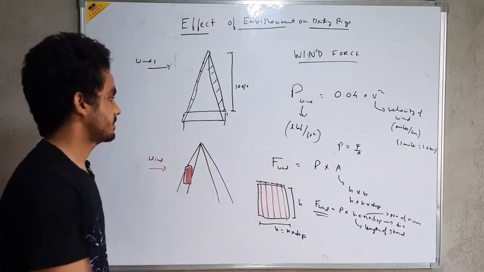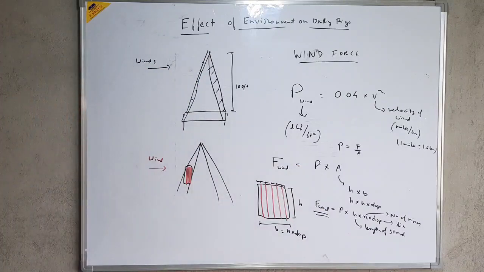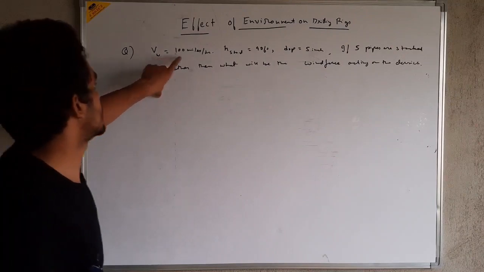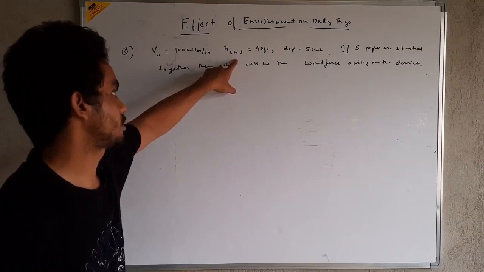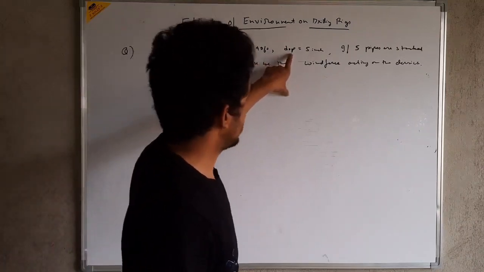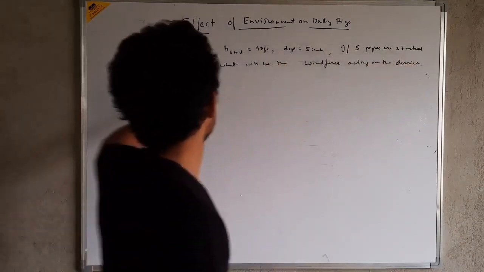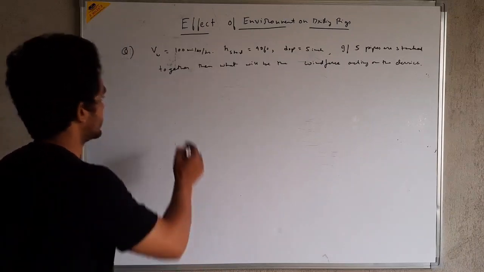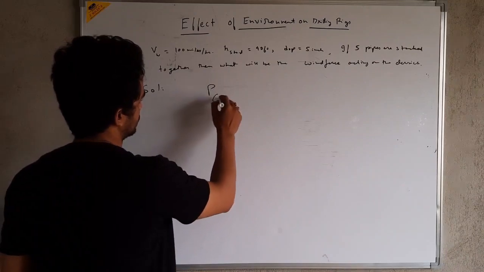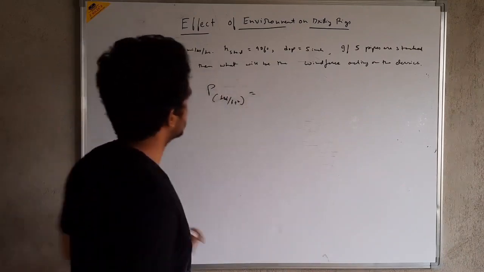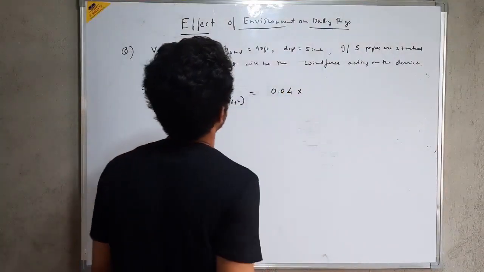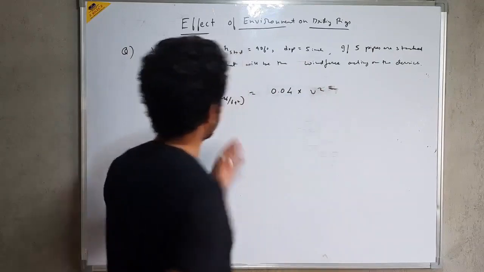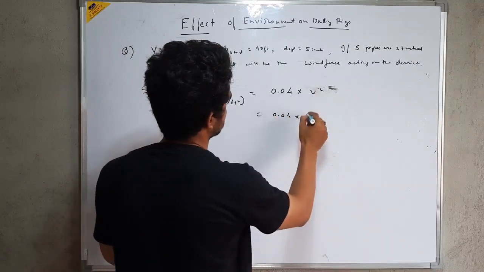Now let us try to do a simple problem based on this. Here the velocity of the wind is given as 100 miles per hour. Height of each stand of pipe is given as 90 feet. Diameter of pipe is given as 5 inches. If 5 pipes are stacked together, what will be the wind force acting on the derrick? So they want the wind force. First of all we will calculate the wind pressure, which will be in lbf per feet square. That will be 0.04 into 100 square, since the velocity of wind is given as 100 miles per hour. So this was the formula. Now simply put the value of velocity, which is in miles per hour.